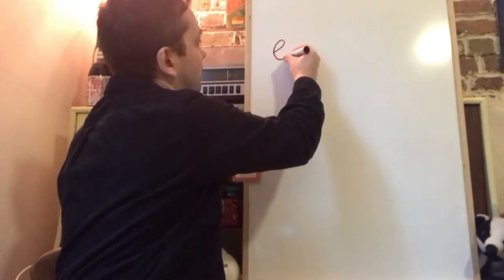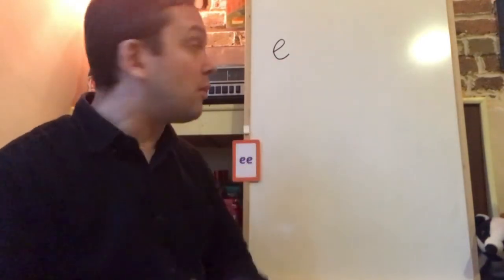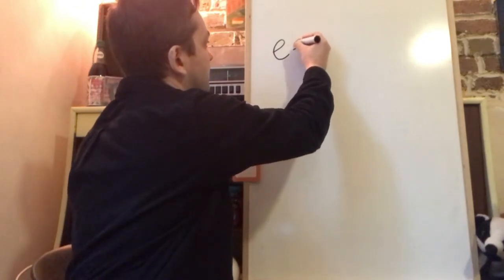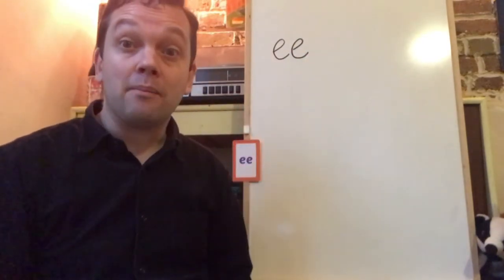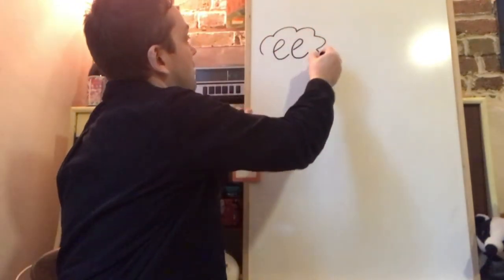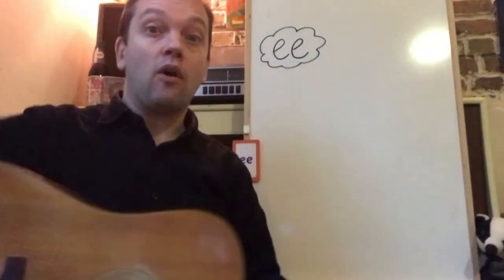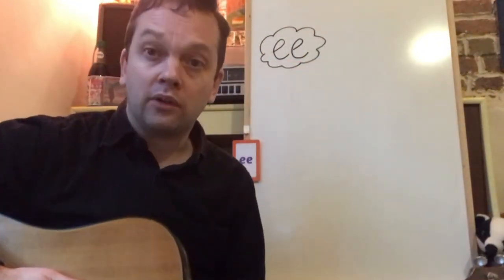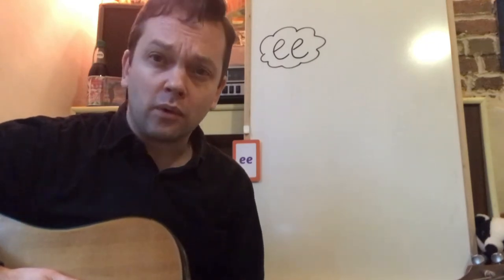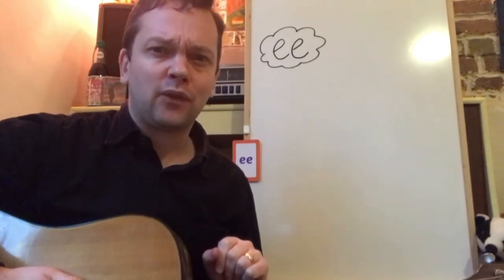Now, don't forget, the letter E by itself just makes the sound E. But when we have two of them together, it makes the sound E. There we go. So today, we are going to look in the bag to see things that have the E sound in them. Now, this spelling of E is never at the start of a word. It can be in the middle of a word or the end of a word. That said, there's lots of things in here that have E in them. Let's find out what they are.